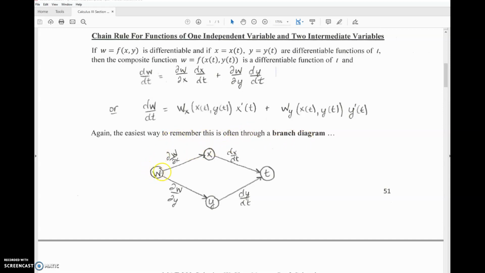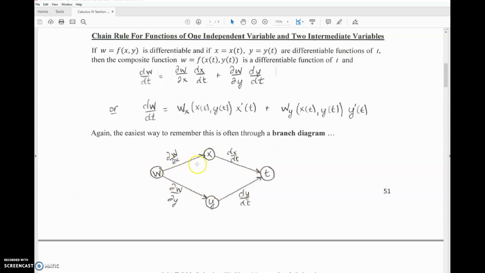So we think about w having to make its way to t. Well, to make its way to t, it has to go through the variable x and then to the variable t. And it has to go through the variable y and then to the variable t. So the derivative of w with respect to t, which is a complete derivative, that's why it's dw/dt, is equal to the partial of w with respect to x times the derivative of x with respect to t, plus the partial of w with respect to y times the derivative of y with respect to t. So that's exactly what we have for the formula, but sometimes it's easier to remember that with the branch diagram.